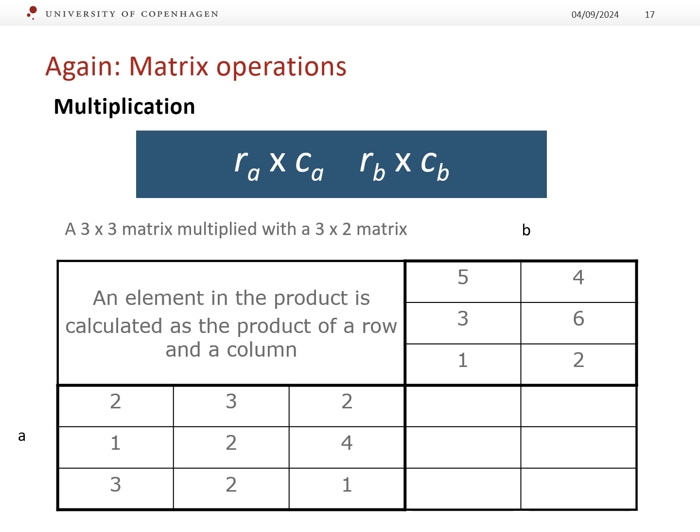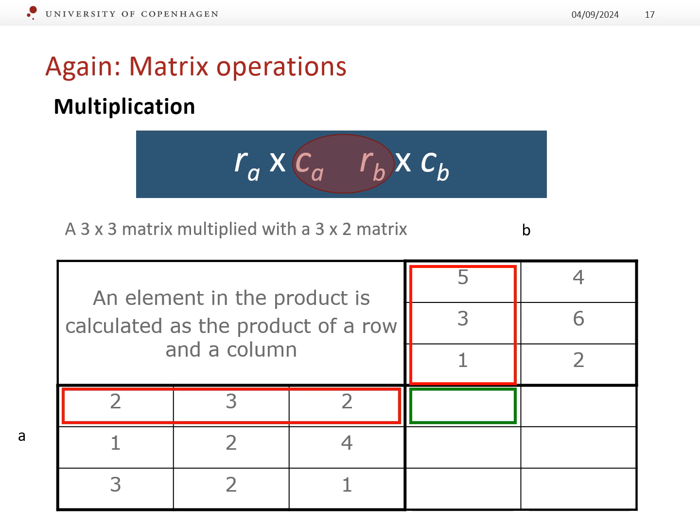So let's go over the process again. First, we check the dimensions to see if the two in the middle match, and they do, because A is 3 by 3 and B is 3 by 2. Then we take the first row in matrix A, first column in B, and we do the sums of the products. 2 times 5 plus 3 times 3 plus 2 times 1, and we get 21.